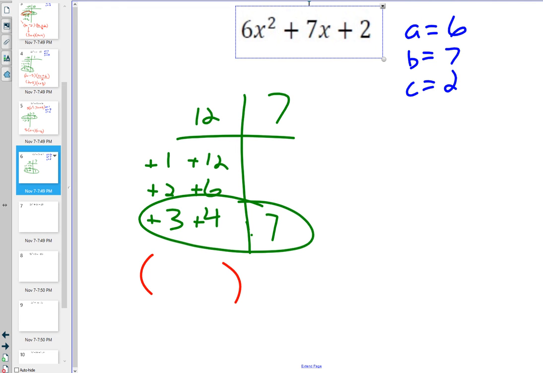Now I will bring out my parentheses, but I have to remember that A was not 1. So instead of just writing x, I have to write 6x and 6x, and then I write plus 3 and plus 4.